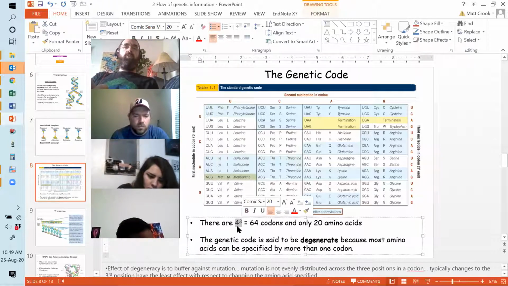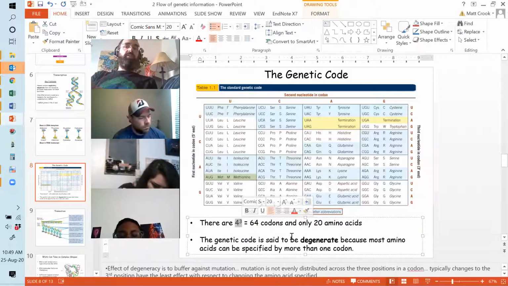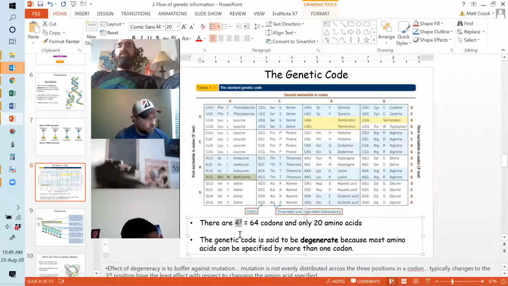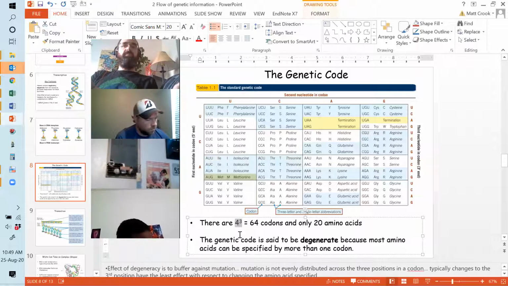So we've got 4 different bases. If you group them into 3s, that gives you 64 words, which is more than enough to encode 20 different amino acids. If you only have words of 2 letters, 4 to the power of 2, you don't have enough different words for all the different amino acids, right?